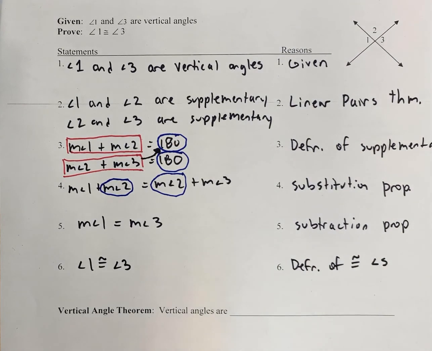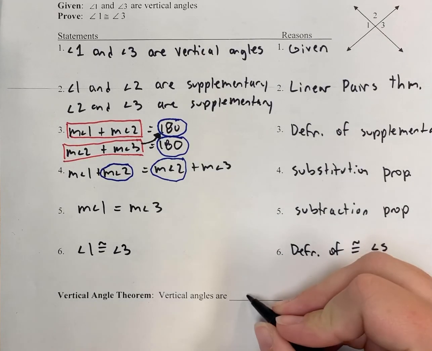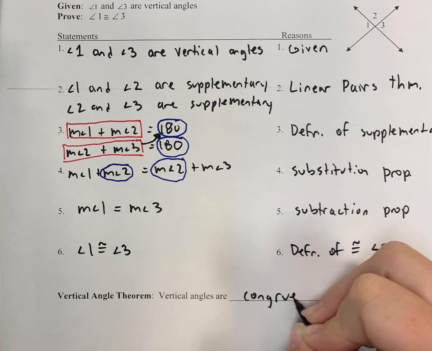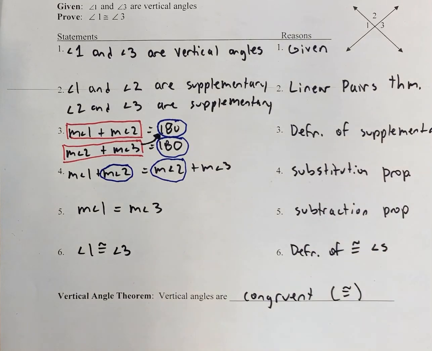So that's an idea of a proof that shows you how to prove that specific angles are congruent. We're going to do more of these in class, and you're going to get more practice, because the more practice, the better you get. But what's cool about what we just proved is that we just proved the vertical angle theorem. That tells you that vertical angles are congruent. Now that we have proved that, we can use it to help us in the future. So we know vertical angles are always congruent.